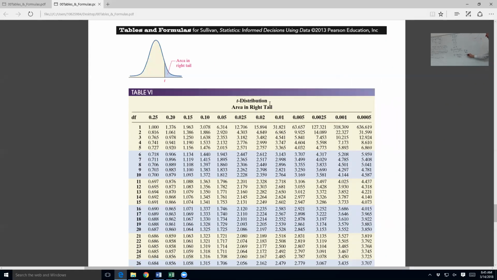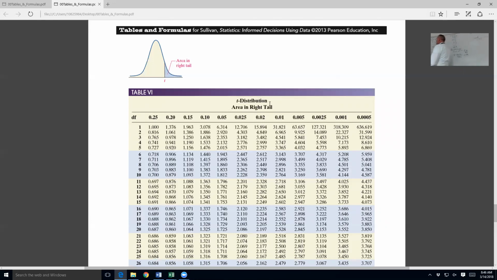What value did I get? I got negative 1.749. I want to know if they smoke less, right? So do I want to shade the left side or the right side? I want less. I want to shade the left side. Okay, does that make sense? So I want this area here. Now, the cool thing about the t distribution is it's symmetric. So even though I have a negative value, I can still use this chart.